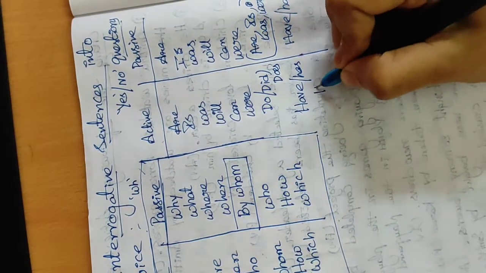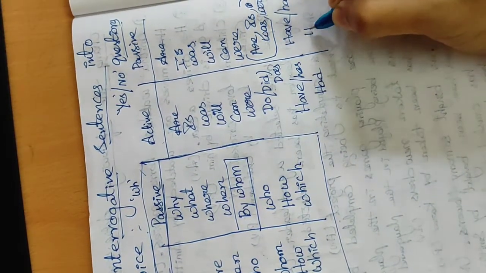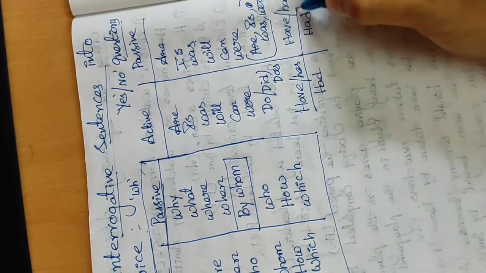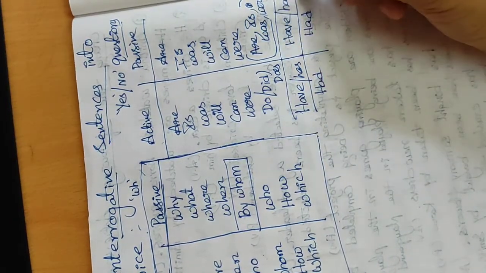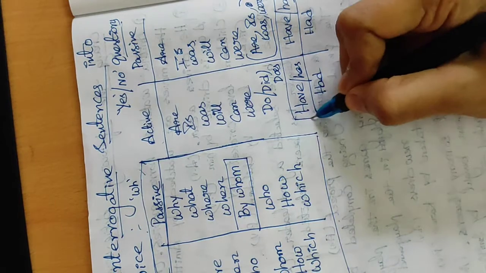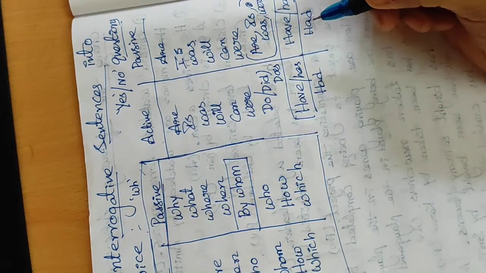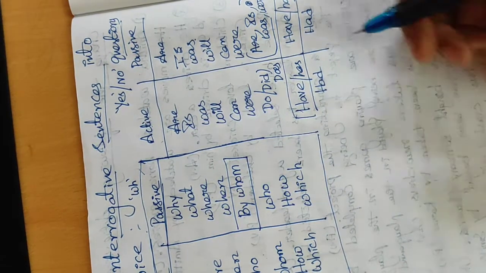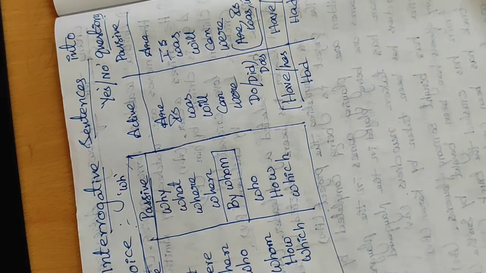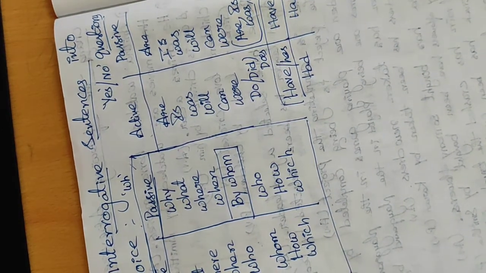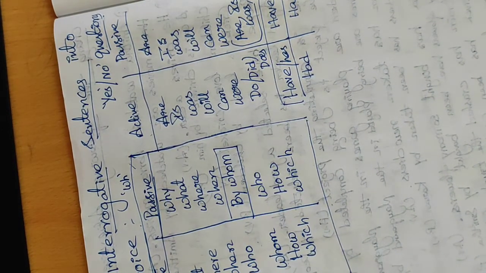But had means had only. Okay, here only. So remember this. This is not fixed, it will be changing based on the count of the nouns. Okay, let me explain the questions. So how to change interrogative statements.